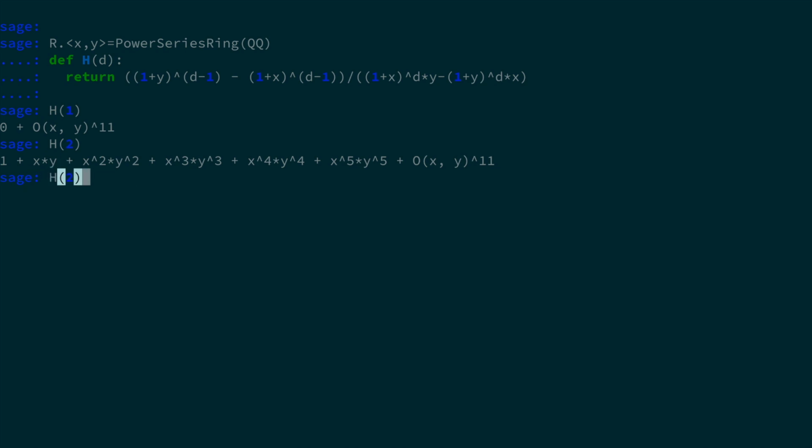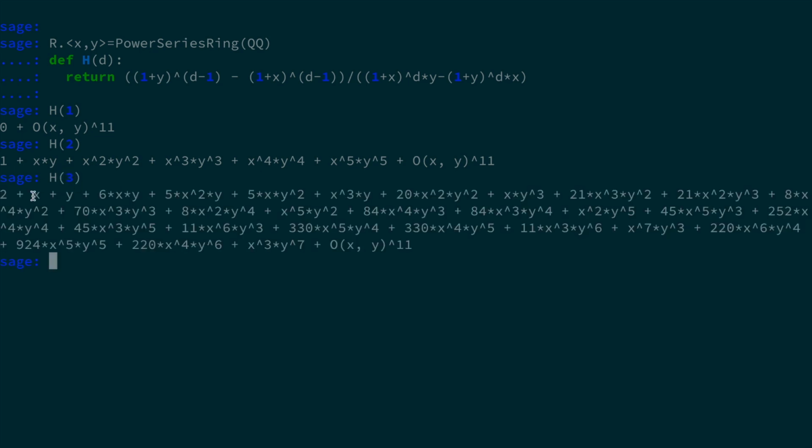And let's do something more interesting. So 3 is very interesting. For example, a cubic curve has h^{1,0} equal to 1, h^{0,1} equal to 1. Indeed, a cubic curve is genus 1, and the dimension of its holomorphic forms is 1. And it gets more interesting as the dimension increases.